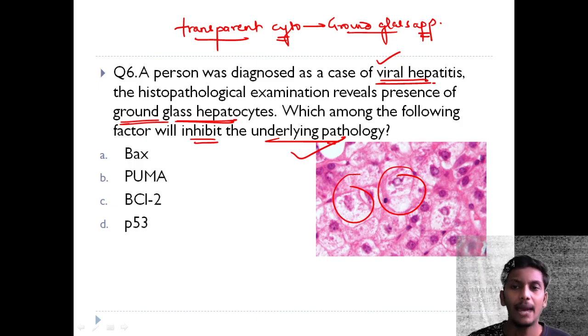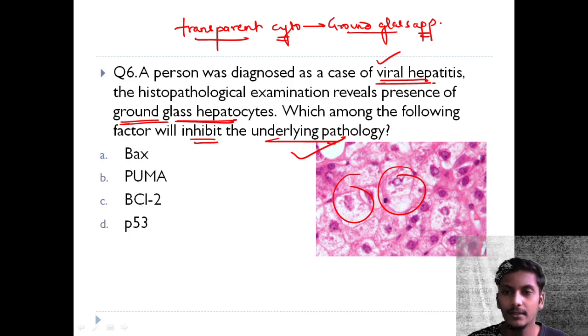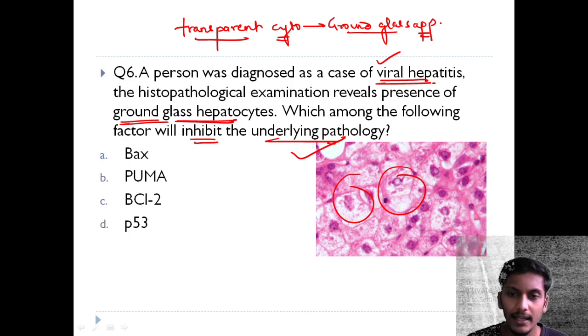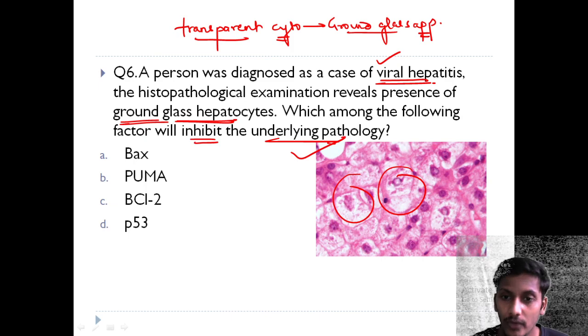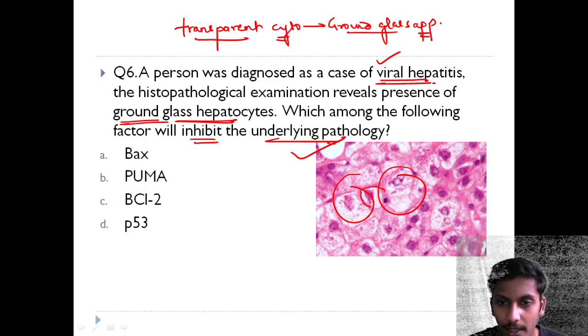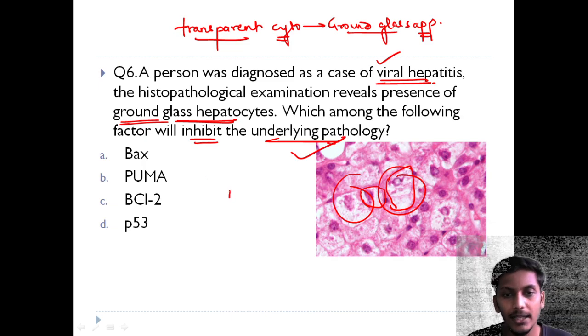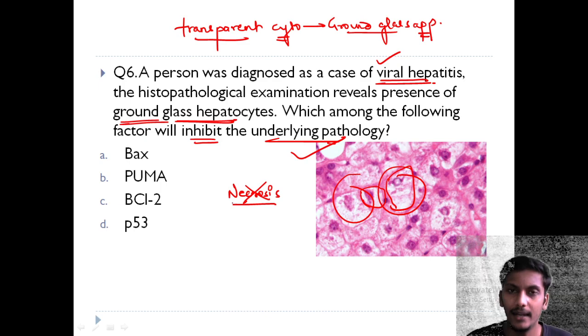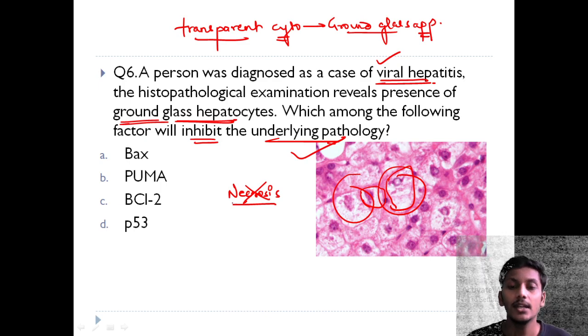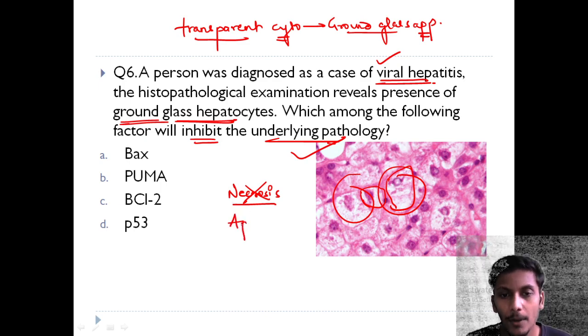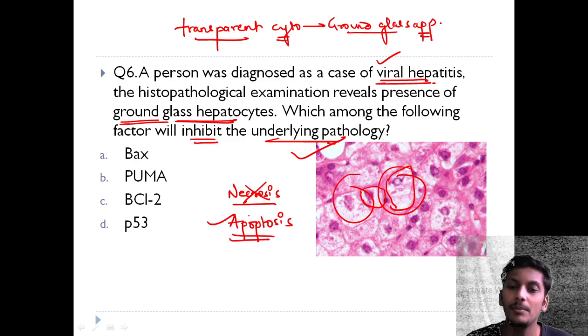Usually the ground glass appearance is seen, but along with that, what do we see here? The cell membrane is usually intact. The cell membrane or the plasma membrane is usually intact. Please remember, in cases of necrosis, usually the cell membrane is disrupted, and the tissue architecture is completely lost. Whereas in apoptosis, the cell membrane is intact.